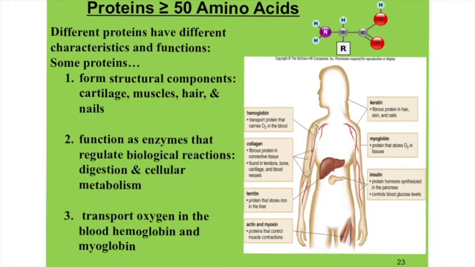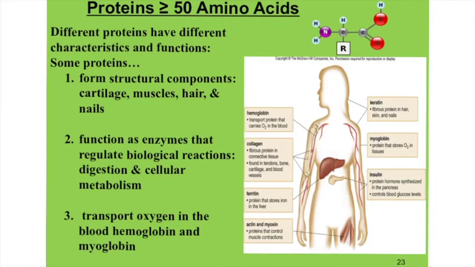Okay, and some of the proteins that we're going to talk about: hemoglobin, which is responsible for transporting oxygen in your blood. Collagen is a fibrous protein found in connective tissues. It's found in your skin, tendons, bones, and blood vessels. Ferritin is a protein that stores iron in the liver. Actin and myosin are proteins that help your muscles contract.